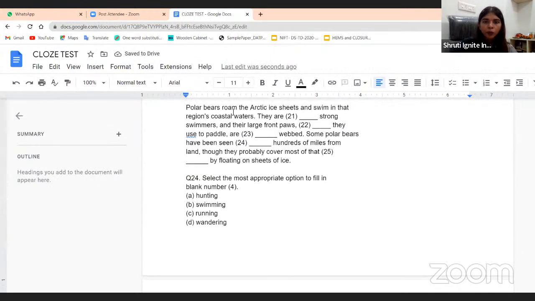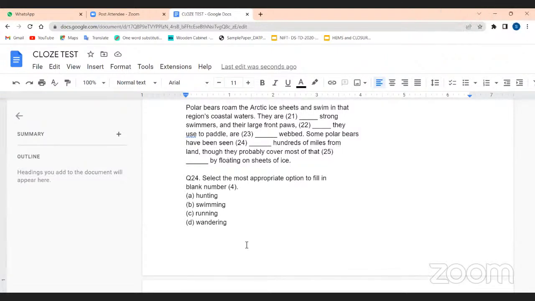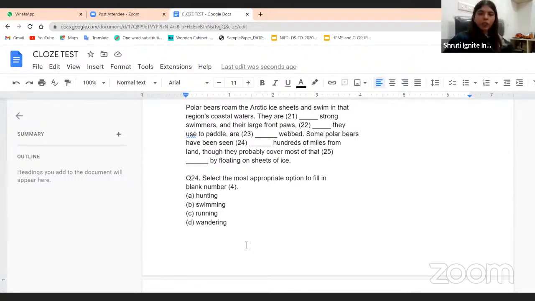Now let's go with 24th. Some polar bears have been seen dash hundreds of miles. Swimming. Option D, swimming. Running. Okay, so Option D. So with this, you understand what this particular topic is about. So this was a basic introduction to cloze test. Okay.